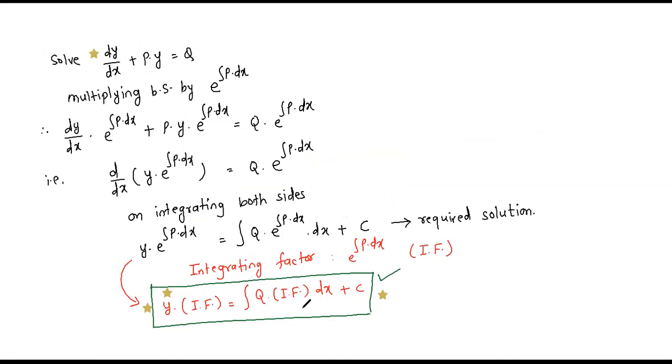And what is the solution to the Leibniz equation? It is y into integrating factor equals integration of q into integrating factor dx plus c. And what is this integrating factor? The integrating factor is e to the power integration of p into dx.